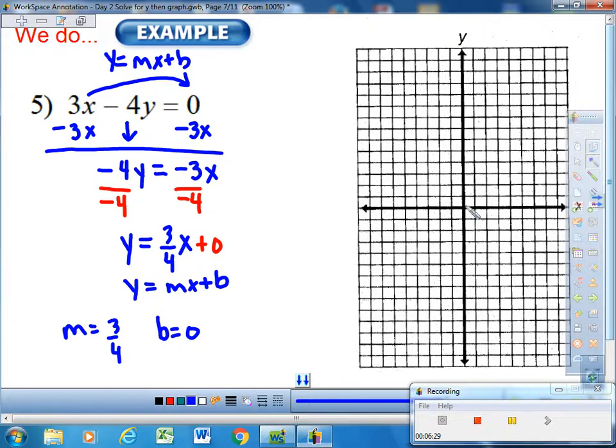That means I put a point at the origin. It's positive, so I go up and to the right. So from the origin, I go up 3, to the right 4. Plot a point. And remember, you can go the opposite of both. You can go down 3 to the left 4. And then draw your line.